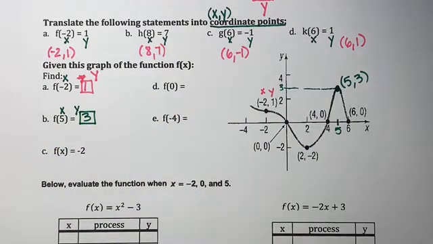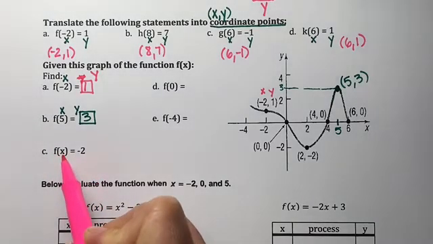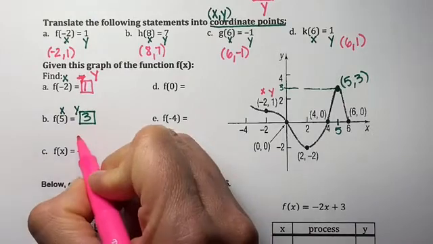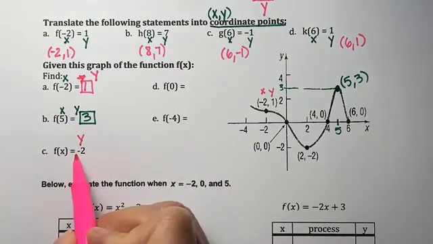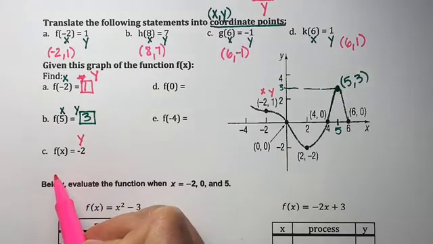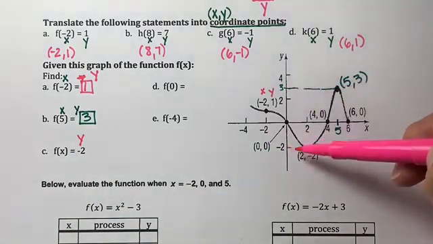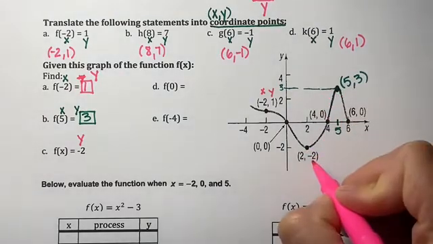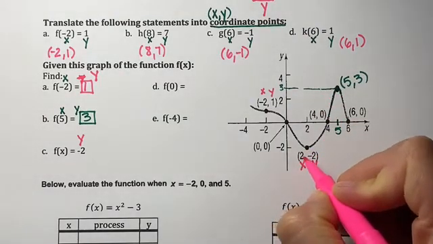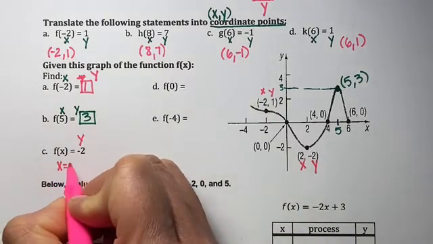In letter C, f of x equals negative 2. Well, now I don't know what x is. Now they give me y. So I need to be able to go to my point and identify when y is negative 2, what is the x value? So if I'm going to negative 2 on the y, here's my point. When y is negative 2, x is positive 2. So here, x equals 2.